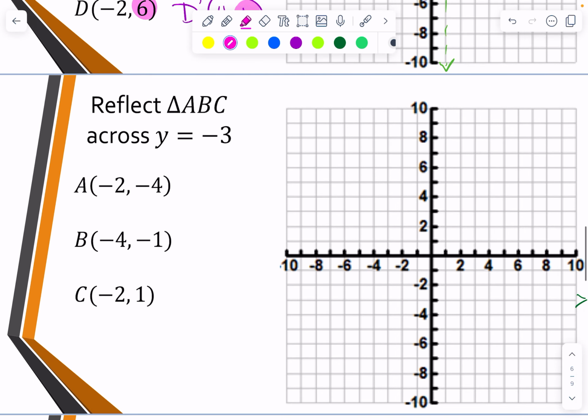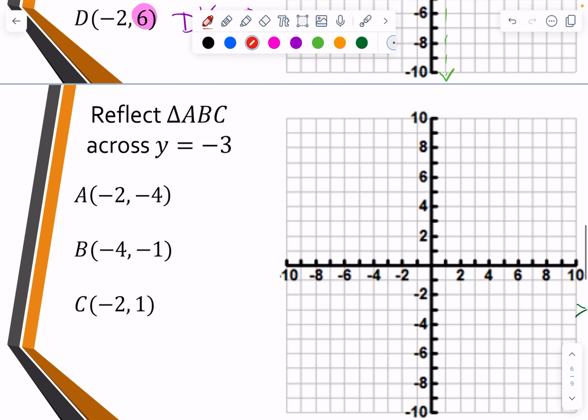Okay, let's move on to the second one here. We're going to start off again with our triangle. We're going to go to -2, -4. Here is our A. We've got B at -4, -1. And -2, 1, here's C. Okay, so there's our triangle. This time we are going to reflect it through the line y equals -3, which is a horizontal line. There. So what that means is anything below that line is going to reflect above it.